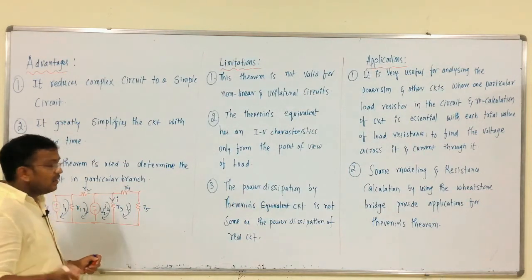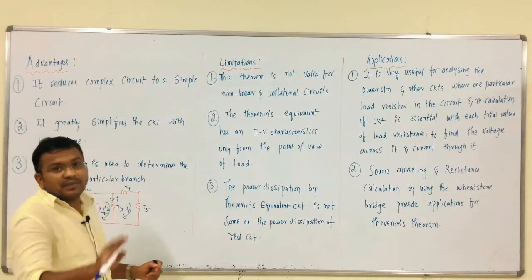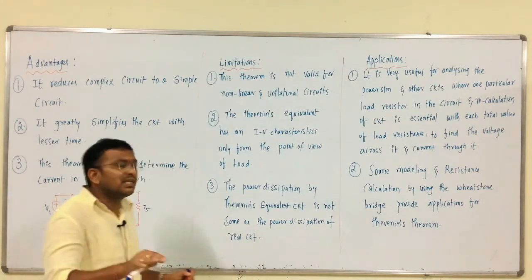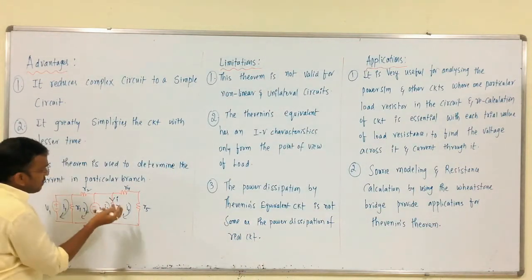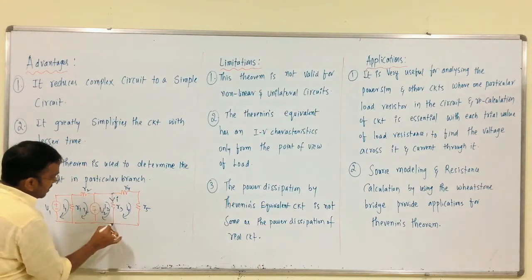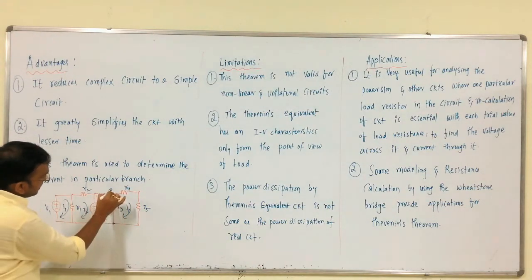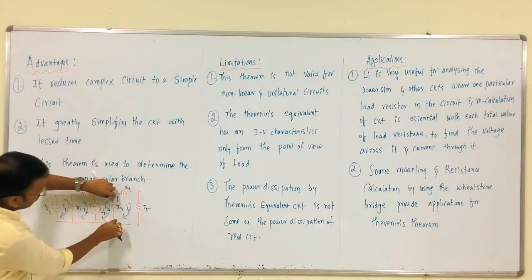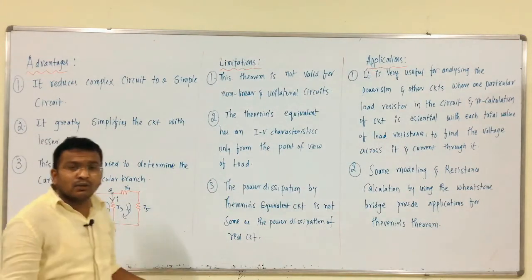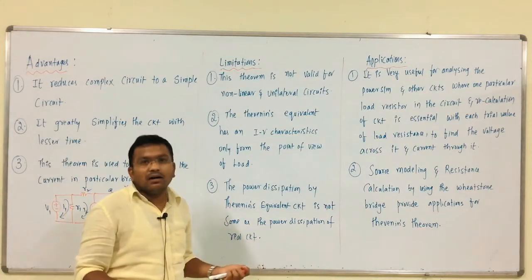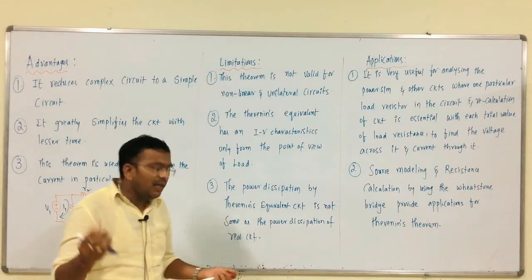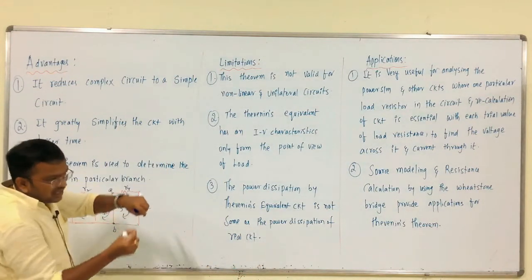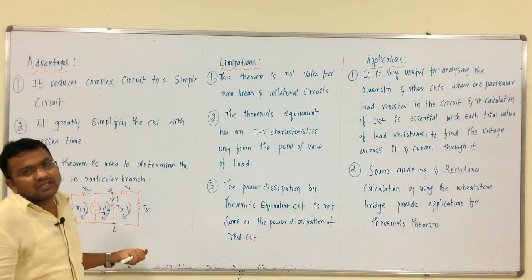So, for that we introduced Thevenin's theorem. By using Thevenin's theorem, the current in this particular branch means what? For us, this is the load, this is A, this is B. Simply we have to remove this branch and calculate open circuit voltage, later calculate Thevenin's resistance, finally reconnect this branch as it is, calculate the current through that branch, that is it.